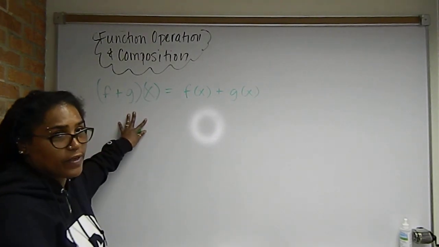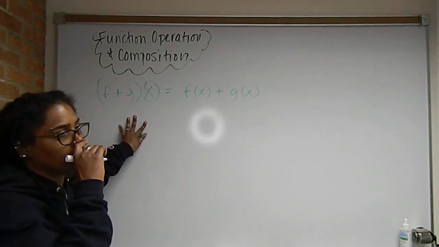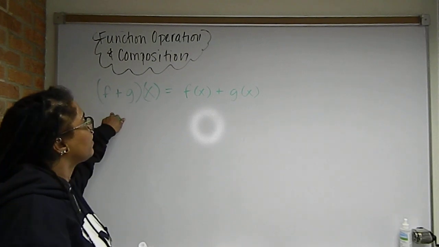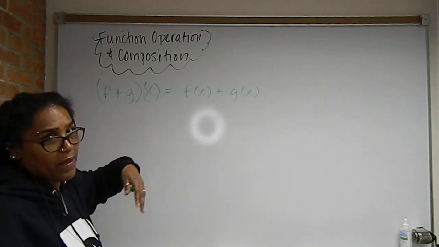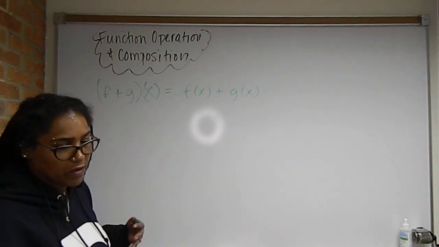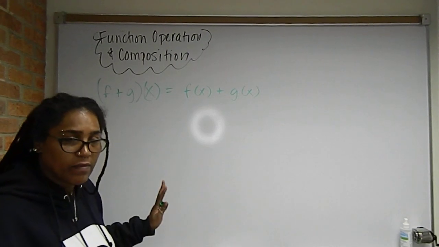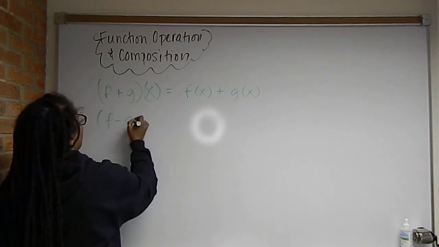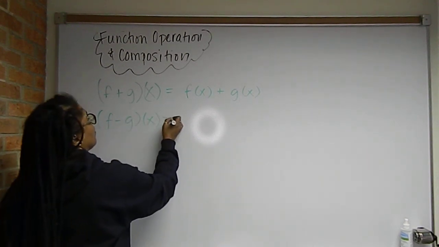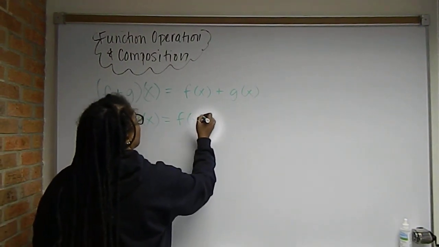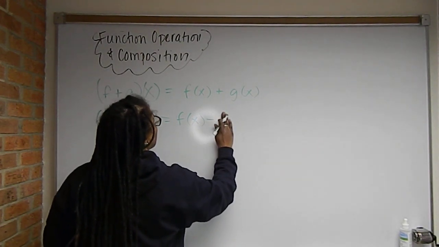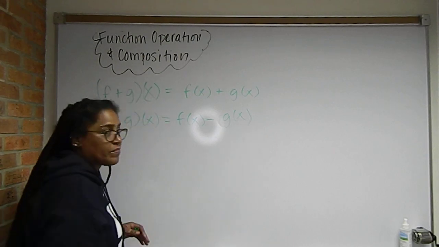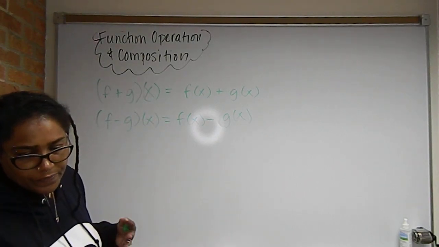If you're adding your functions, I know a lot of you wonder, well, aren't I supposed to distribute this x? Because if you distribute it, it would be the same thing, wouldn't it? If that's how you understand it most at the beginning, then always follow the rule. Rules never change. f of x minus g of x. Right? So far so good.